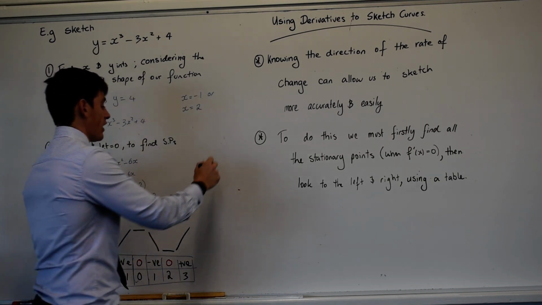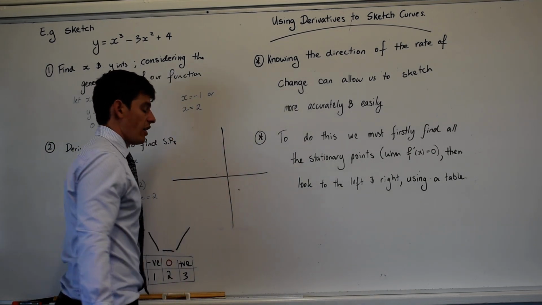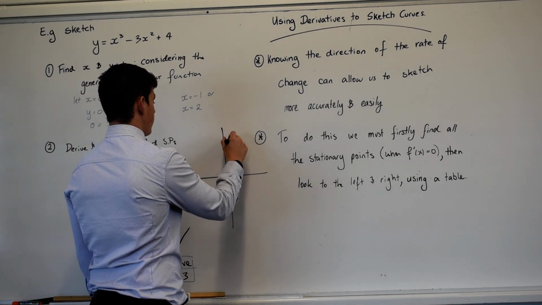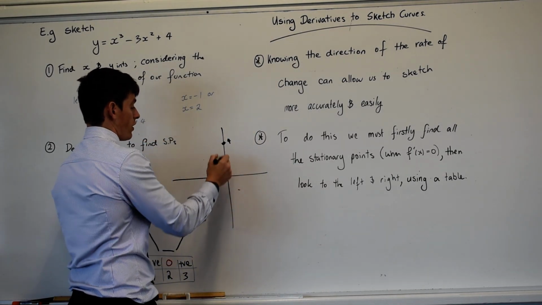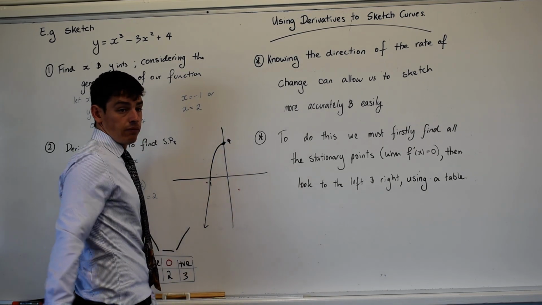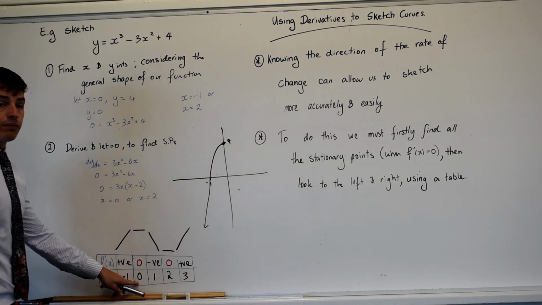So now I just take all the information that I have and put it together. Well, I know it's going to intercept at 4. I know there's a turning point here. I know it goes through this point here, so I know that my function's going to look like that. That's that part done.